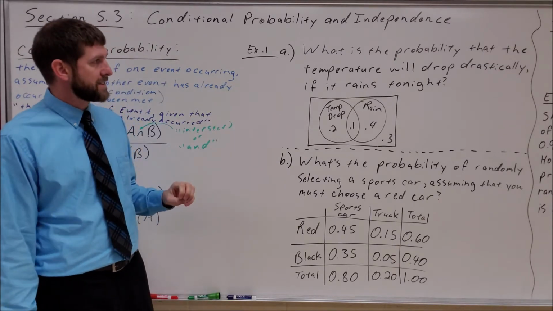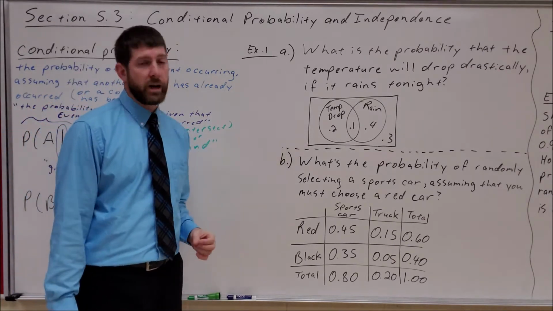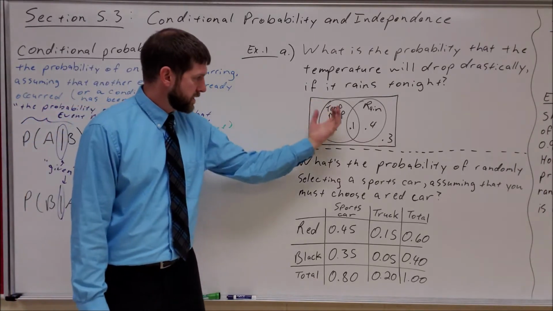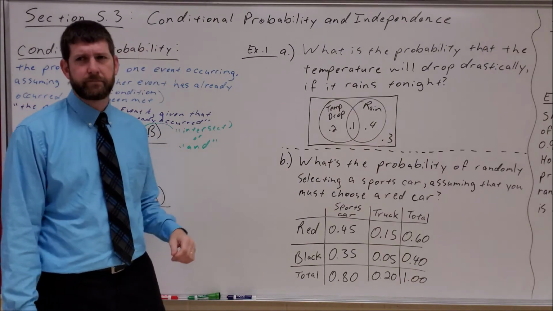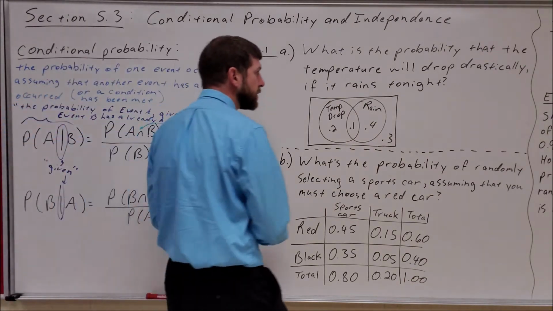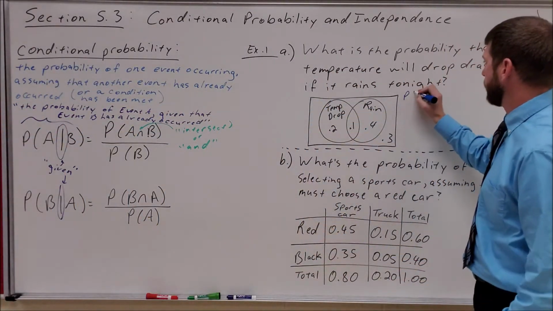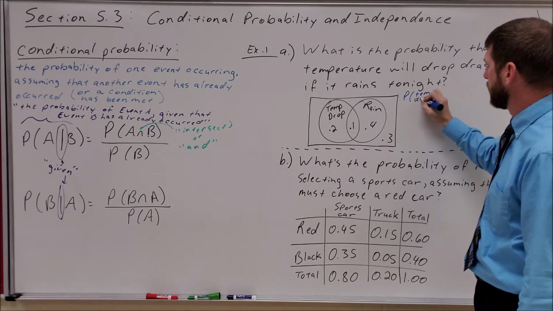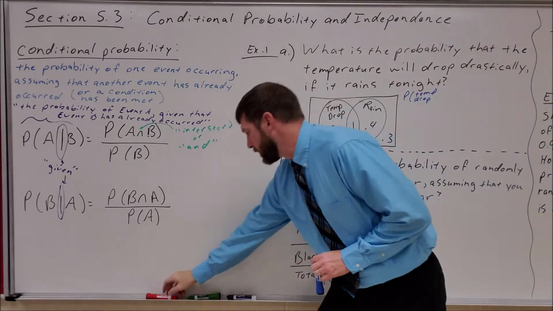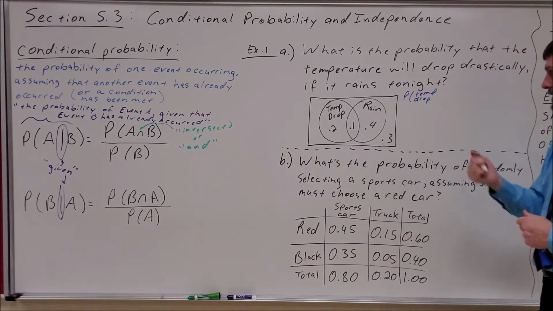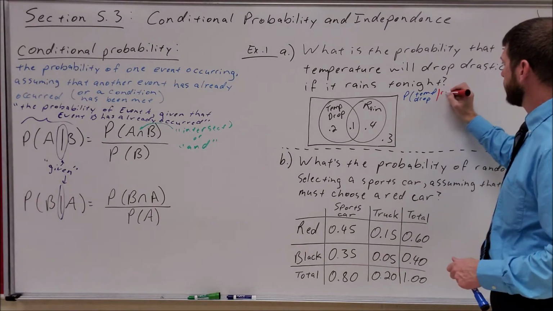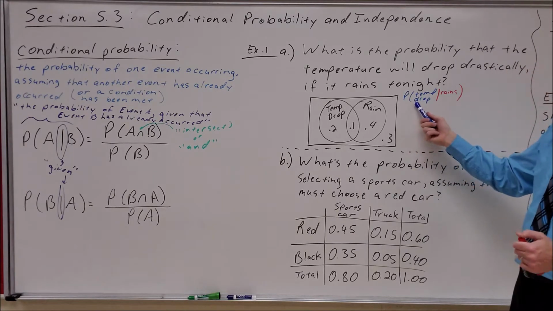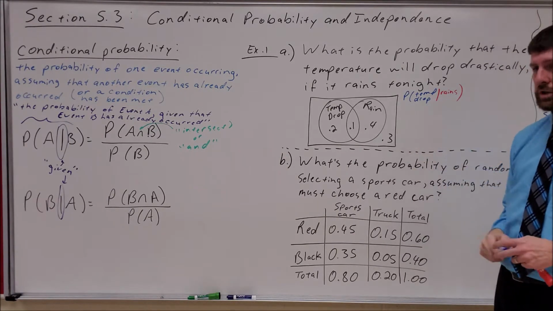What's the probability that the temperature will drop drastically if it rains tonight? So what we have here is a Venn diagram of temperature dropping and rain. If we're going to work through this, what are we asking? We're asking for the probability of getting a temperature drop given, that's what "if it rains tonight" means, given that it rains. So we have our event and we have our condition, which is rain.